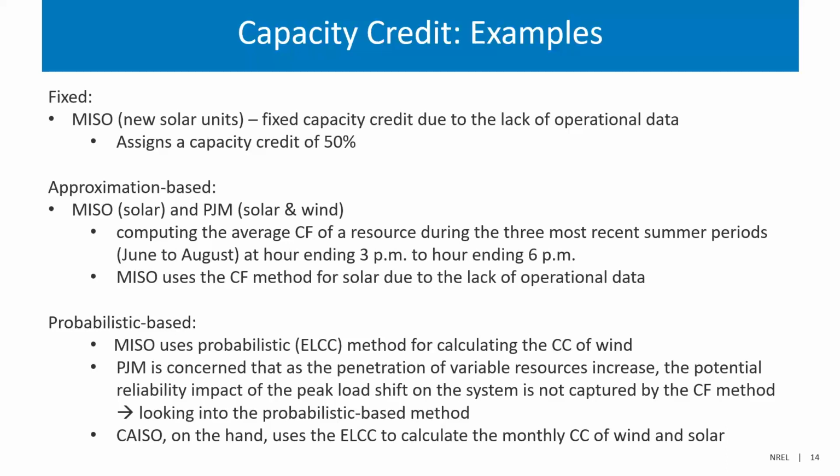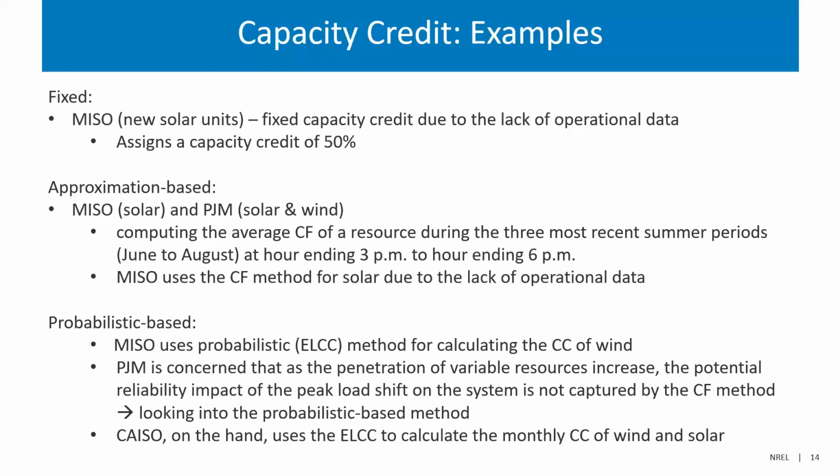However, MISO uses the probabilistic-based method for wind. They don't have enough operational data right now for solar. So that's why they're either going with the fixed capacity credit or with the average capacity factor for solar. So for the probabilistic-based method, as I mentioned, MISO uses the ELCC method for calculating the capacity credit of wind. And PJM is also looking into that.